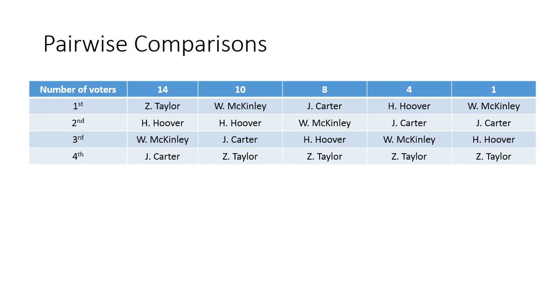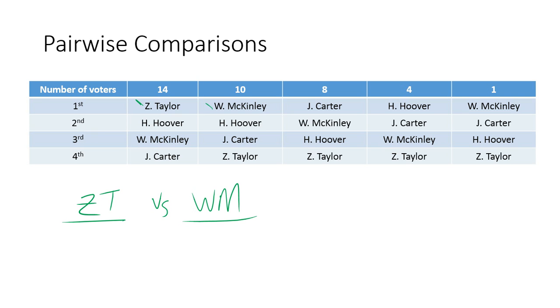The winner will get a point, the loser doesn't get a point, and if they tie, they get half a point. So what's going to happen is we're going to go Taylor against McKinley and see who has the most first place votes. All right, so let's do that one first. So ZT versus WM.